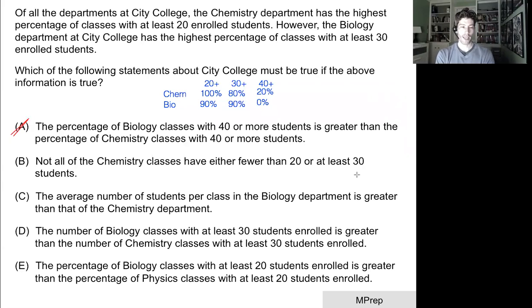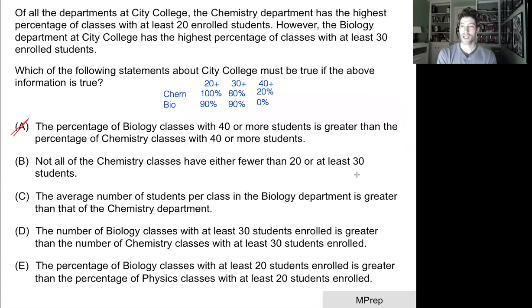Let's see if we can get rid of some of these other ones. If we have to guess, go ahead and eliminate the easy ones to eliminate. So let's look at C now. The average number of students per class in the bio department is greater than that of the chemistry department. Well, average depends on the sum of students divided by how many classes there are.